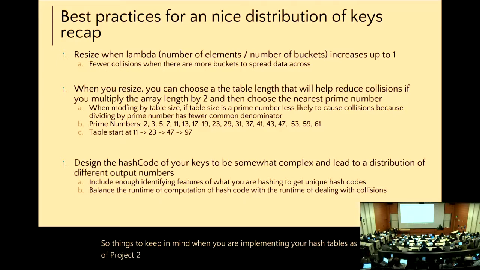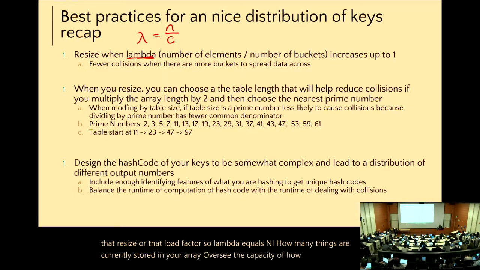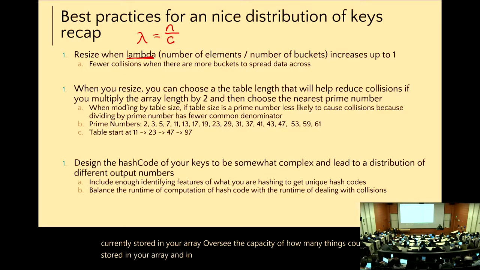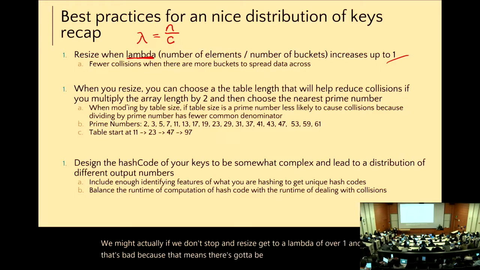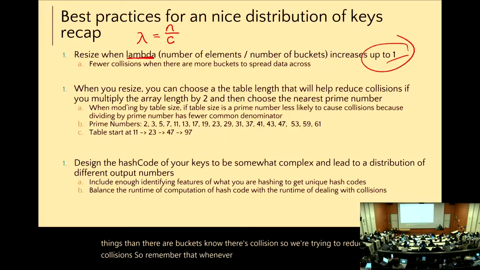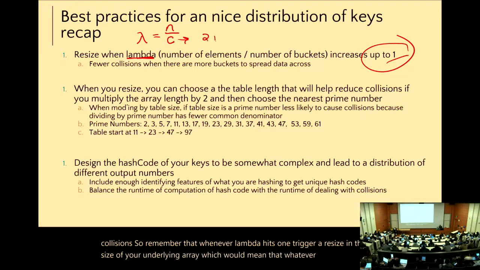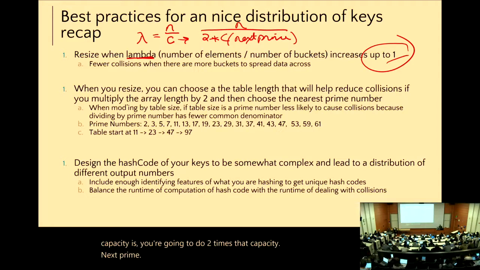Remember, we talked about this concept of lambda being that resize or load factor. So lambda equals n, i.e. how many things are currently stored in your array, over c, the capacity of how many things could be stored in your array. And in separate chaining, because we can overstuff each bucket, if we don't stop and resize, we might get to a lambda of over one. And that's bad, because that means there's got to be collisions, right? If we have more things than there are buckets, we know there's collisions. And we're trying to reduce collisions. So remember that whenever lambda hits one, trigger a resize in the size of your underlying array, which would mean that whatever your capacity is, you're going to do two times that capacity, next prime. And that'll stretch out the ends.